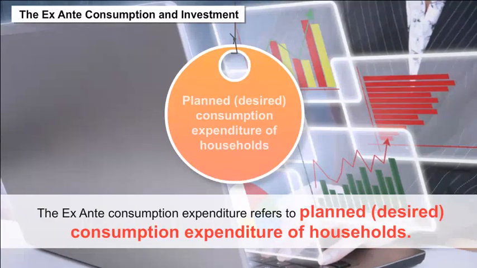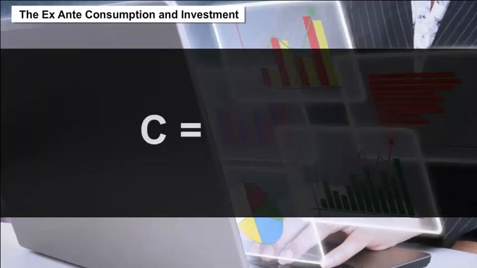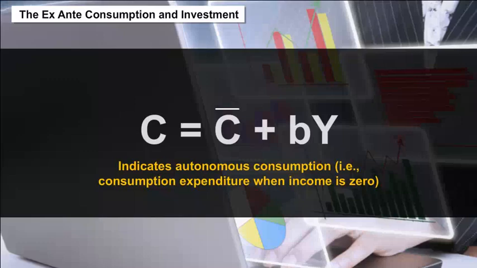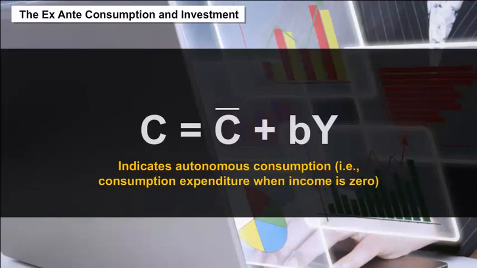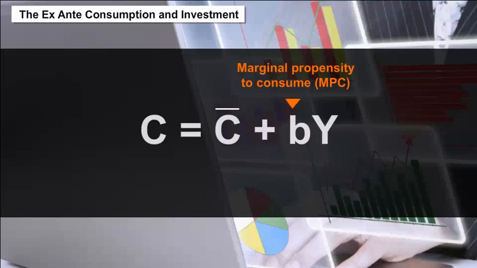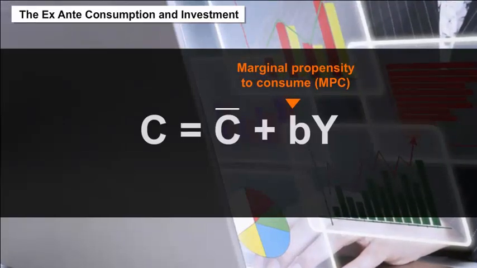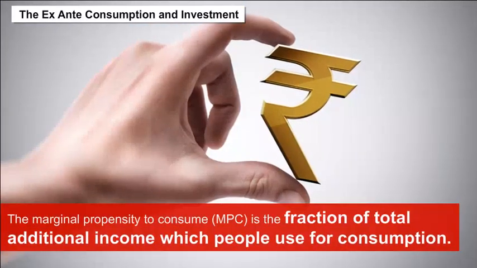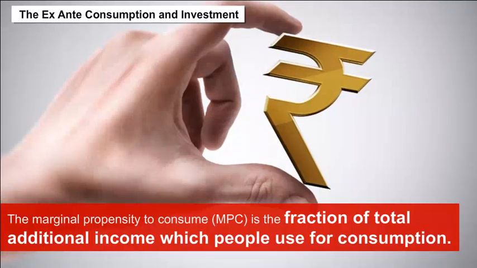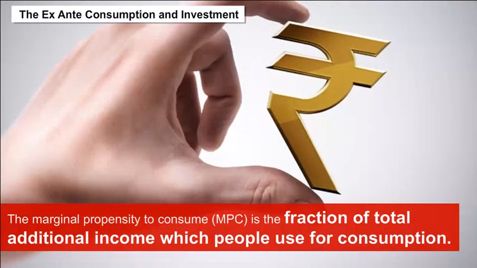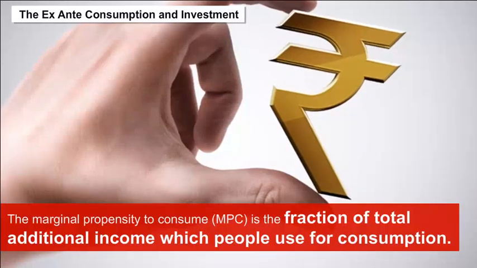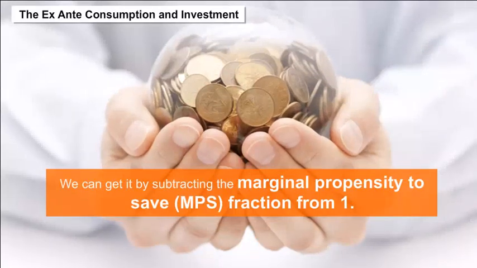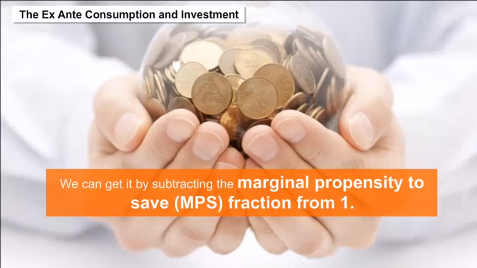The consumption function is represented by C = C̄ + bY, where C̄ indicates autonomous consumption, that is consumption expenditure when income is zero. b shows marginal propensity to consume, or MPC, and Y stands for level of income. The marginal propensity to consume, or MPC, is the fraction of total additional income which people use for consumption. We can get it by subtracting the marginal propensity to save, MPS, from 1.